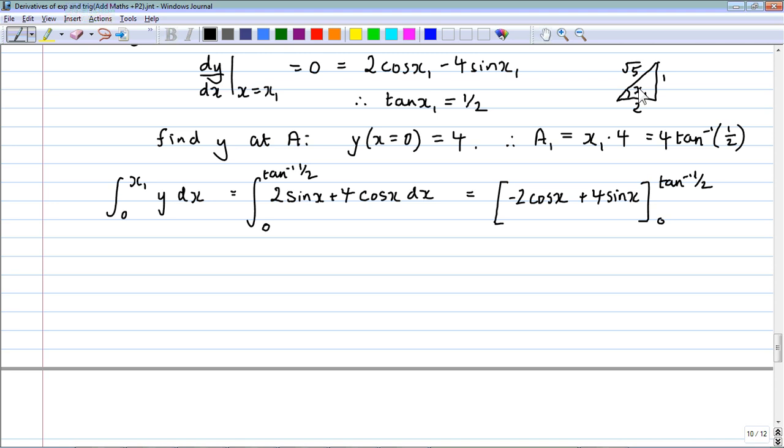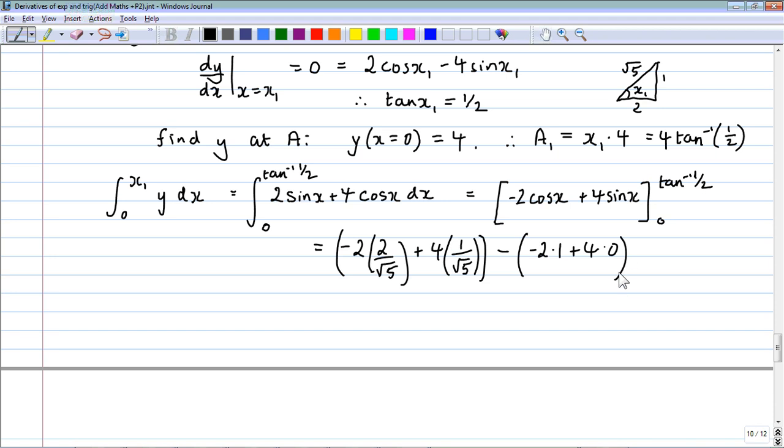Okay, so we can see from this triangle what cosine and sine of x are. So that's equal to minus 2 cosine of inverse tangent 1/2, that's 2 over root 5, plus 4 sine of inverse tangent 1/2, that's 1 over root 5. And then I've got minus the function evaluated at 0, which is minus 2 times 1 plus 4 times 0. So this all cancels out, so I'm going to get plus 2.